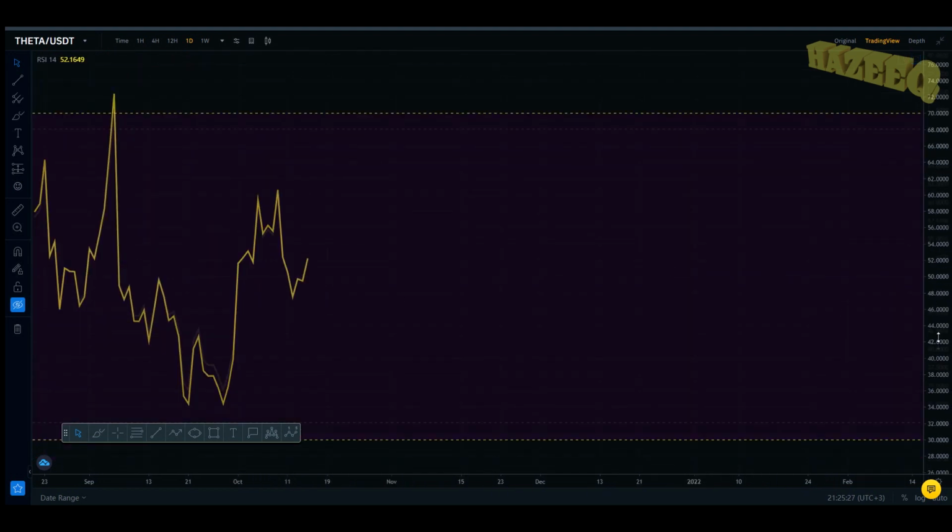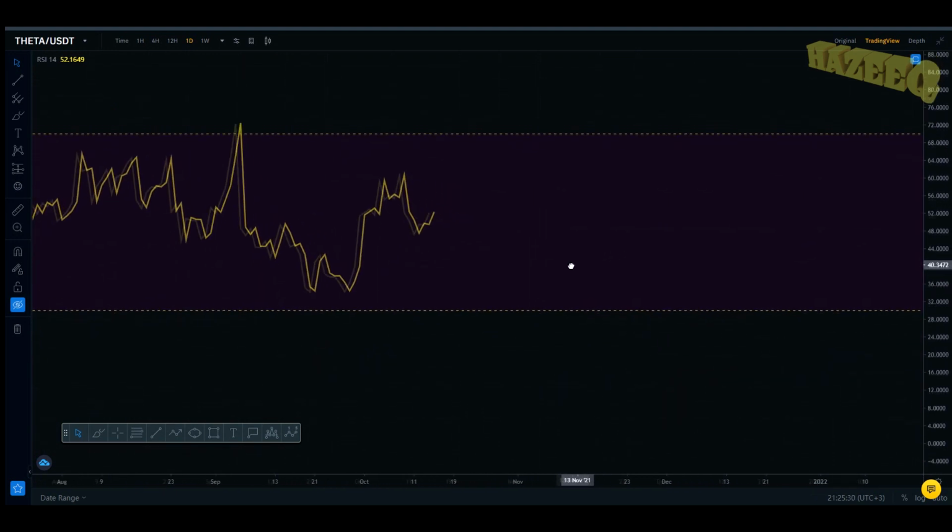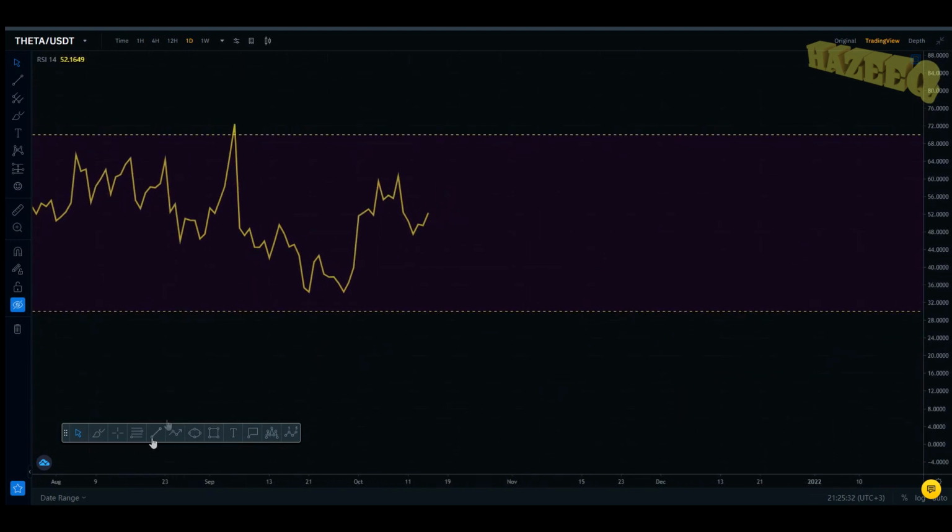Looking at the daily chart, let's see what we have going on over here. So a potential support trend line if you start falling back down, right?